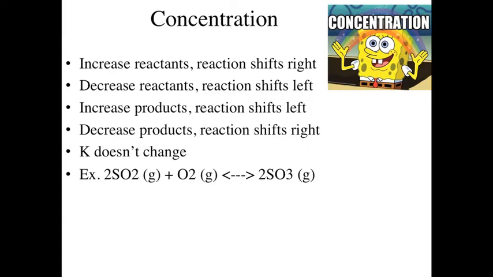And if you were to decrease the product, SO3, then the reaction will shift to the right because there's less products, so there has to be more products produced to make it reach equilibrium again.